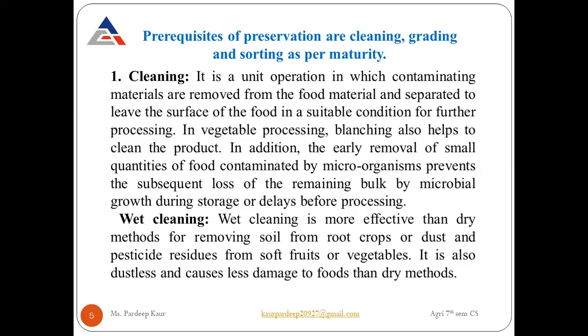In vegetable processing, blanching also helps to clean the food. So what is blanching? In blanching, we boil vegetables in water for a few seconds to a minute. This is called blanching. We blanch vegetables to clean the product or clean the dust available on them.